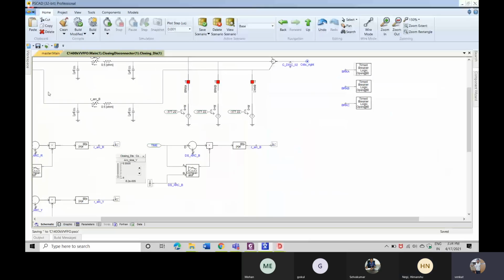Then on the right side you will have 1 per unit, and on the left side you will have minus 1 per unit. Then these two will come into the picture, and then it will produce a stripe. This is what generally happens inside this closing disconnector.